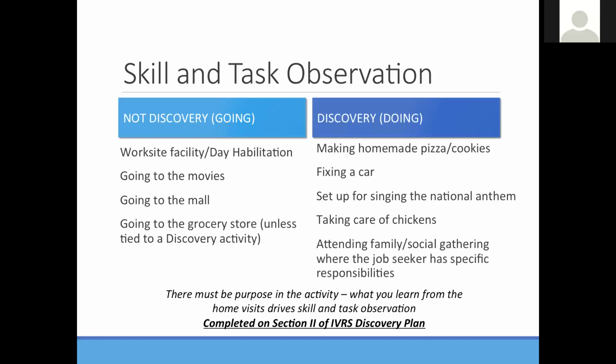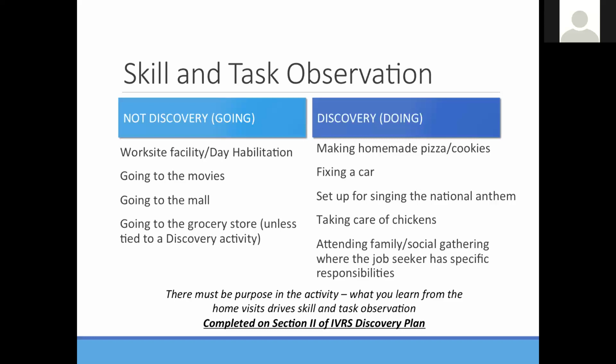Is it someone who really enjoys singing? And so it might not be watching them necessarily sing, because they can sing, but how do they set up for singing the national anthem? Do they have certain rituals that they perform beforehand? Do they eat certain foods? Do they do certain things? You're kind of peeling the layers of an onion.